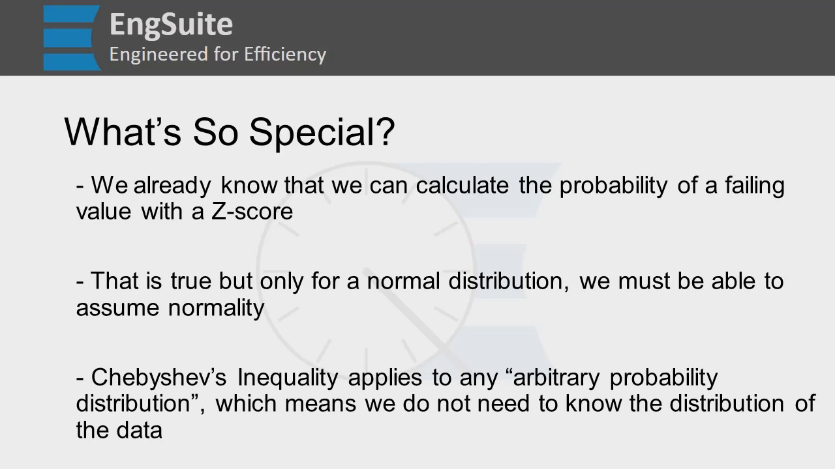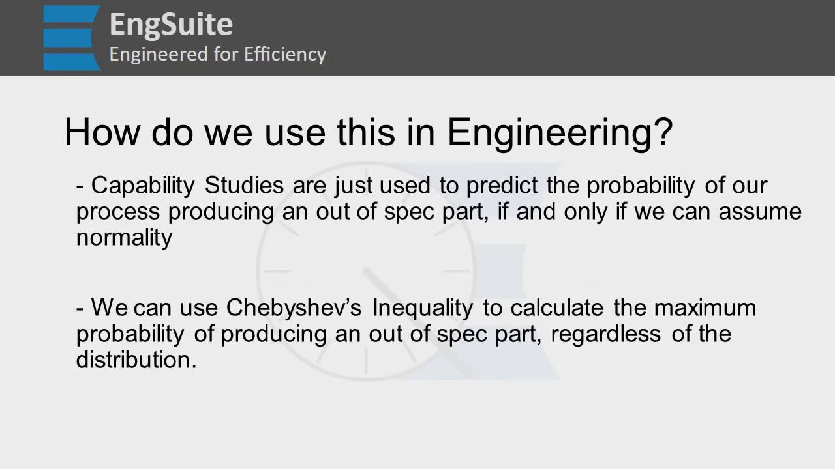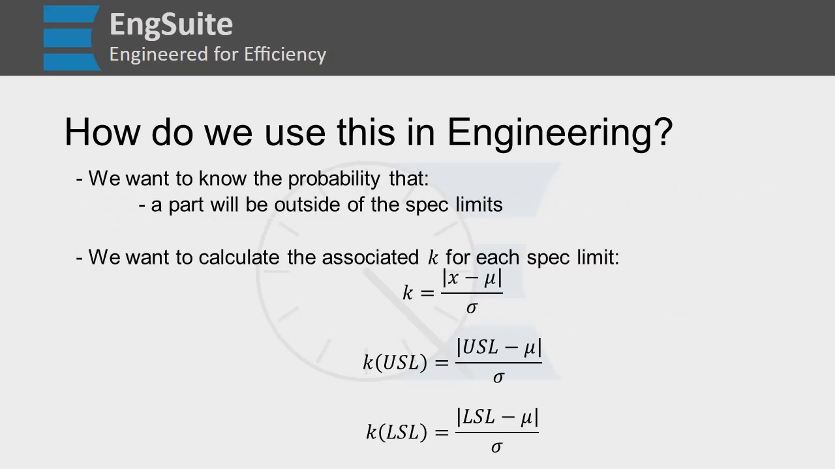Okay, that's great in mathematics. But what does that mean for engineering? Well, we use capability studies to predict the probability of our process producing an out-of-spec part. But that's if and only if we can assume normality. So we can use Chebyshev's inequality to calculate the maximum probability of producing an out-of-spec part, regardless of the distribution, okay? So what we really want to know is, what is the probability that a part will be outside of the spec limits? So we're going to calculate the associated k values, right?